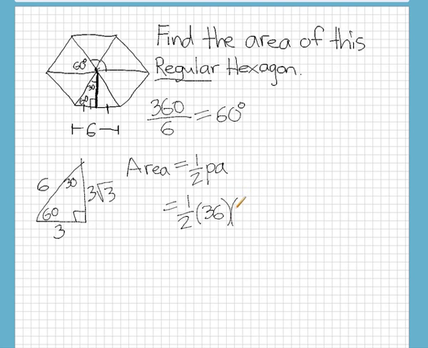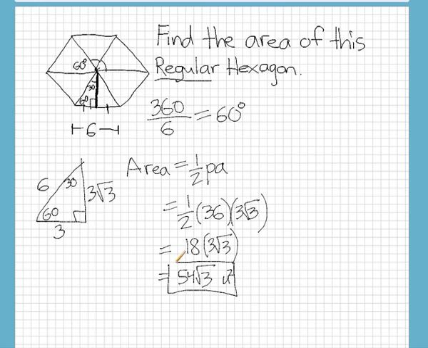So we can just plug in the 3 root 3 here and then simplify to find our area. So I'll multiply the 1/2 by 36 and we'll get 18 times 3 root 3. Multiply 18 and 3, we get 54 root 3. Since there's no units in the problem you sent, Hannah, we're just going to say units squared because we have found an area. So there is our answer.